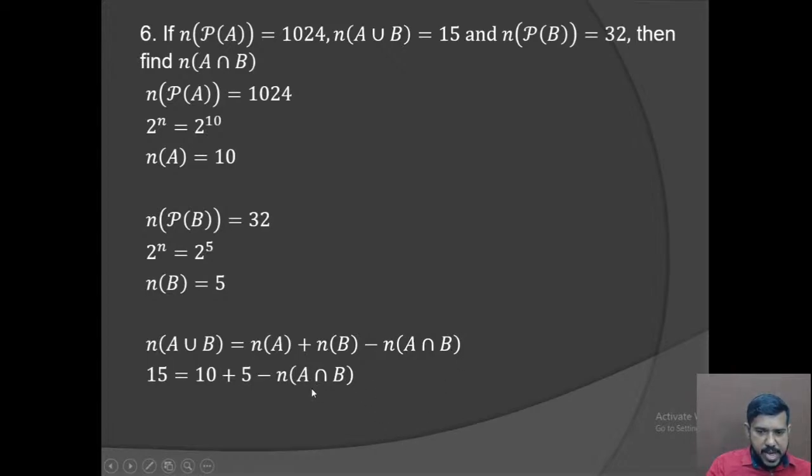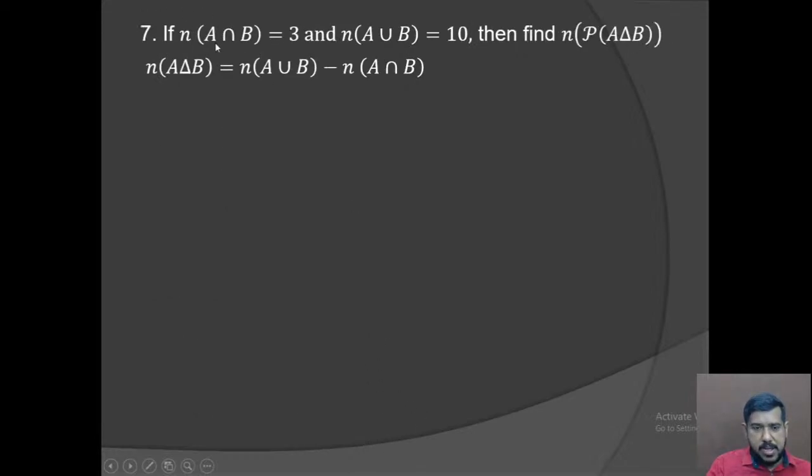So take n of A intersection B to the left hand side and bring the 15 to the right hand side. So 15 is brought to the right hand side. Now 10 plus 5 is 15. 15 minus 15 is equal to 0. So n of A intersection B is equal to 0.